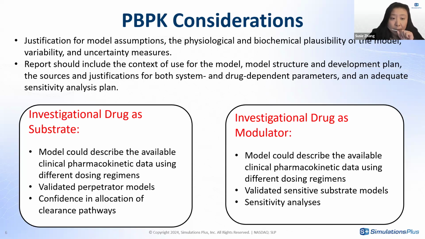And what's important is also the validated perpetrator models that you are going to use to evaluate your investigational drug as substrate. And most importantly, the confidence in allocation of your clearance pathways. For example, you want to allocate 50% to CYP3A4 and 20% to CYP2C9. Are there enough data to support this allocation? To evaluate your drug as a modulator, what's important is, again, the model could describe all the available clinical PK data, and you need validated sensitive substrate model, as well as some sensitivity analysis and justification for the range. So that's the consideration.